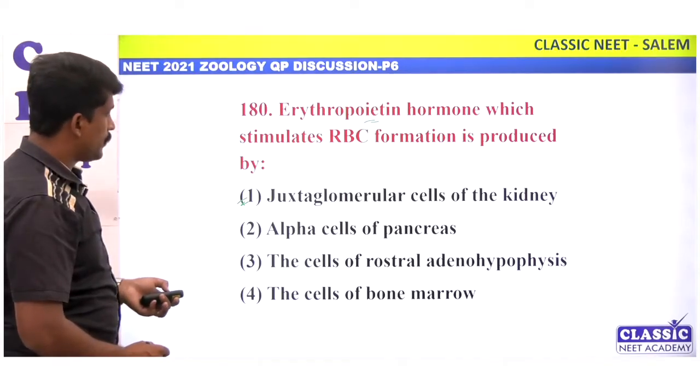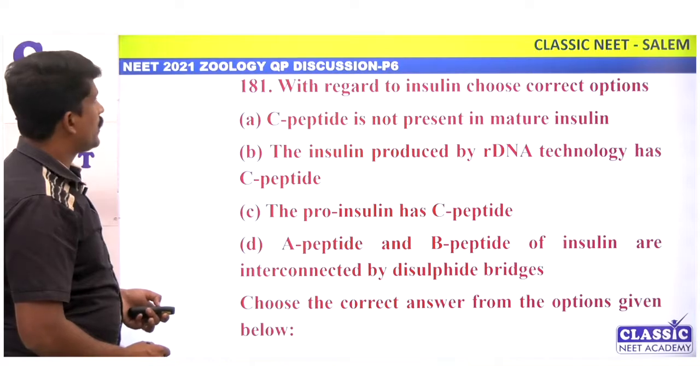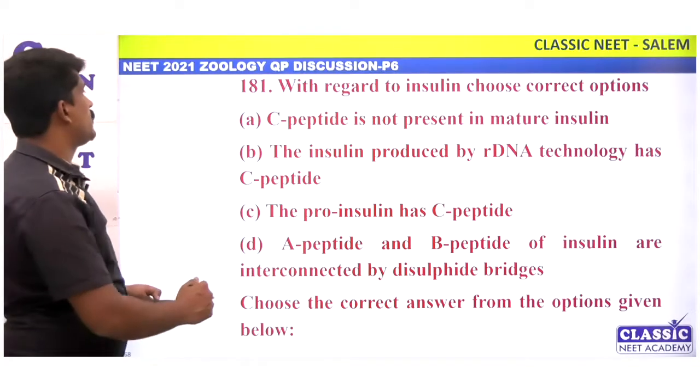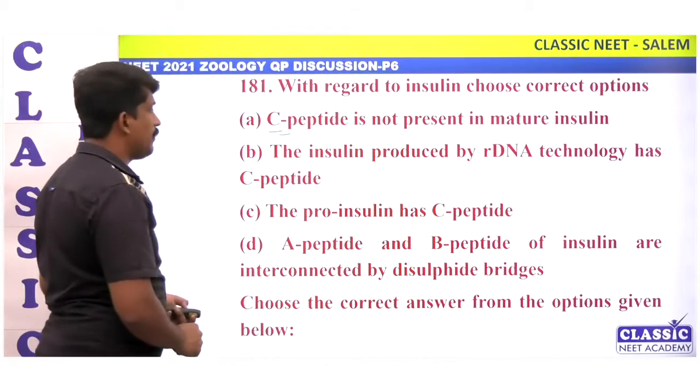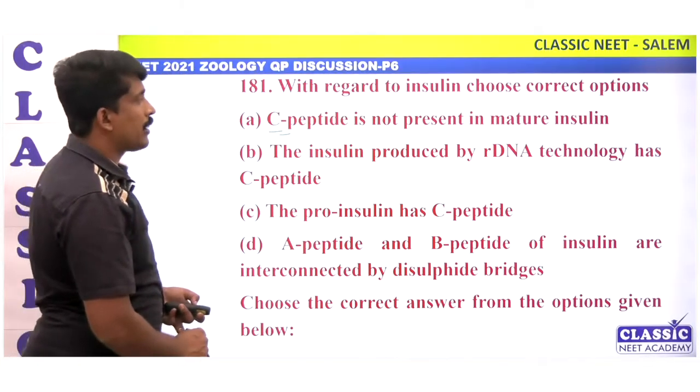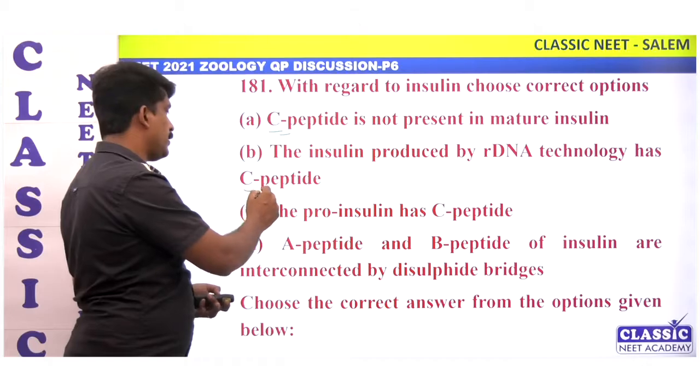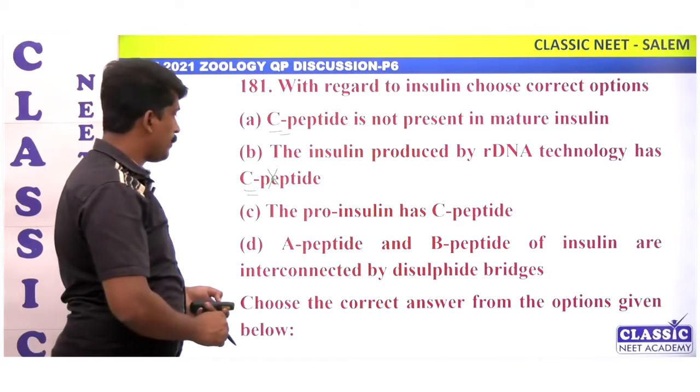Alpha, beta, what do they produce? You know very well. Now the next one, with regard to insulin, choose the correct option. C peptide is not present in mature insulin. Yes, that is correctly given. The insulin produced by recombinant DNA technology has C peptide. No, we don't recover this one, so we will not be making that one.